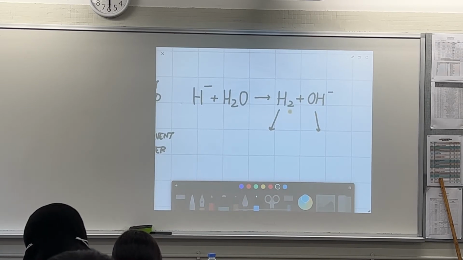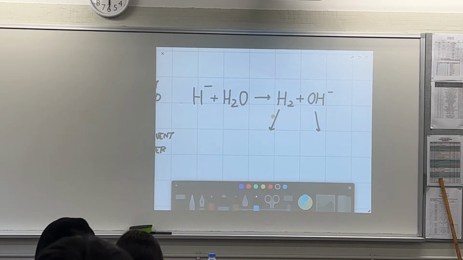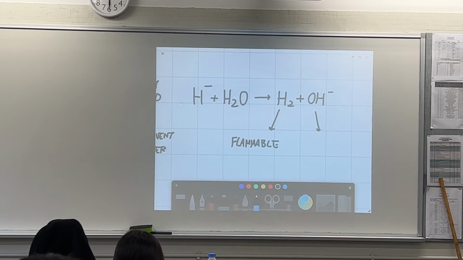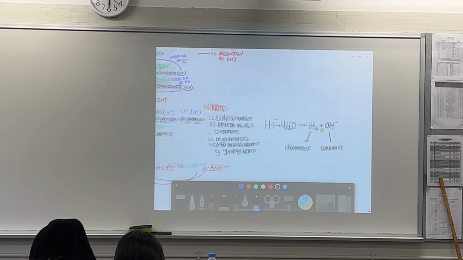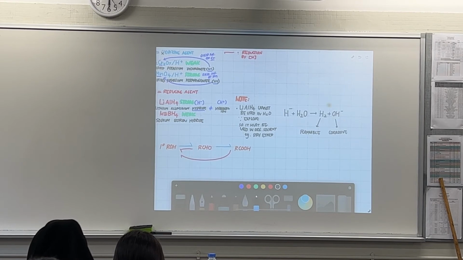It's an F word. Flammable, yeah, flammable, put down flammable. This is why the last thing you want to put into hydride is water. Okay, the second is hydroxide. Hydroxide is corrosive. Yeah, when you put hydride in water, you are producing these two very hazardous substances.